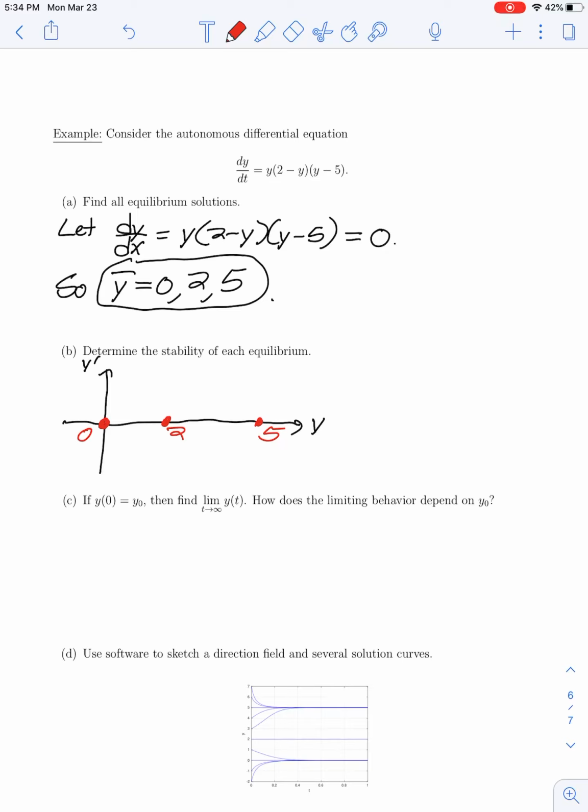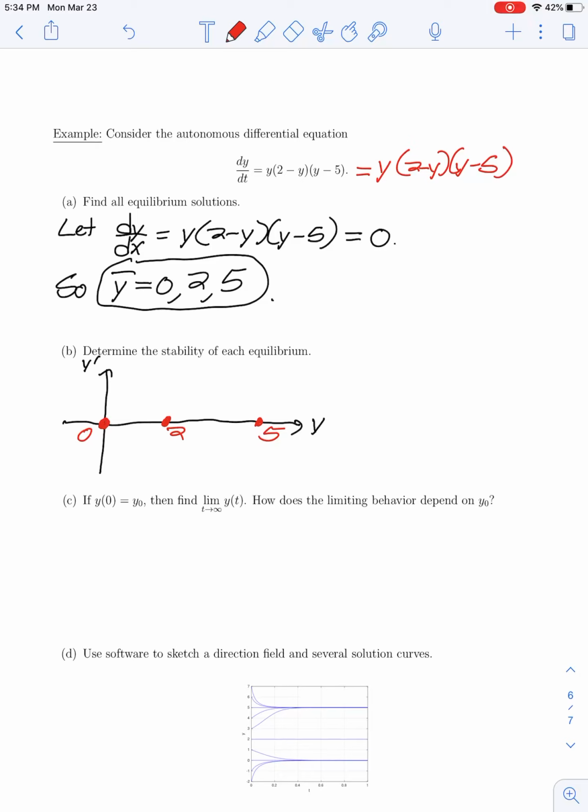Now, in this example, our derivative, dy/dt, is a cubic. We have y times (2 minus y) times (y minus 5). We can leave it in this factored form. We see it's a third degree polynomial of y, so we don't know in general exactly what the graph of this function looks like. But we saw in the previous example that we really only care about whether our derivative is positive or negative. That's going to tell us about whether y is increasing or decreasing.